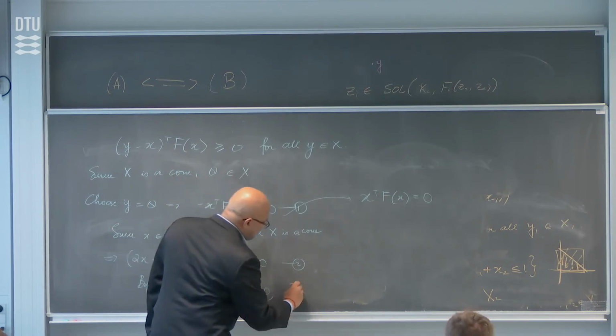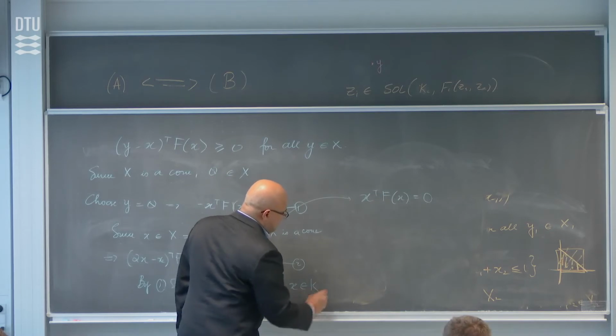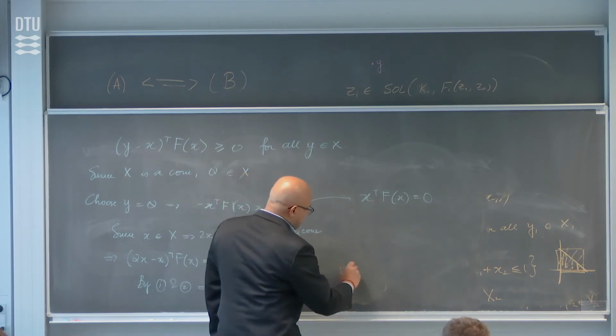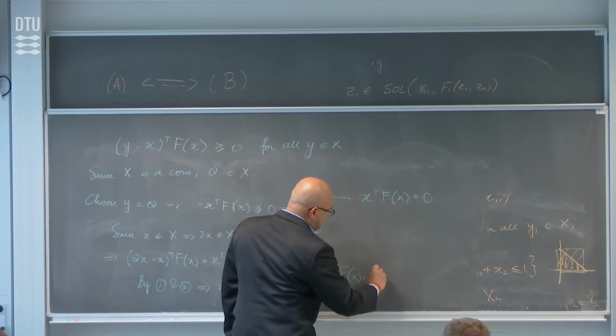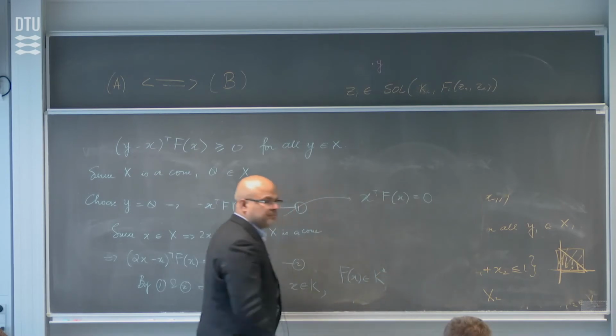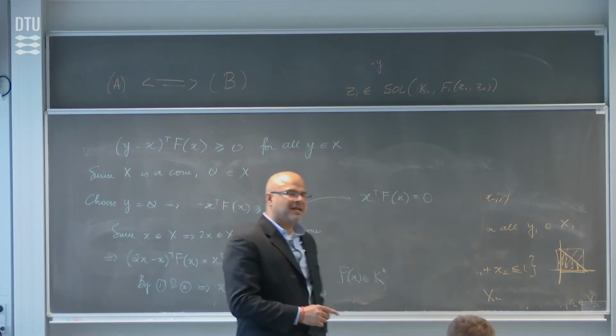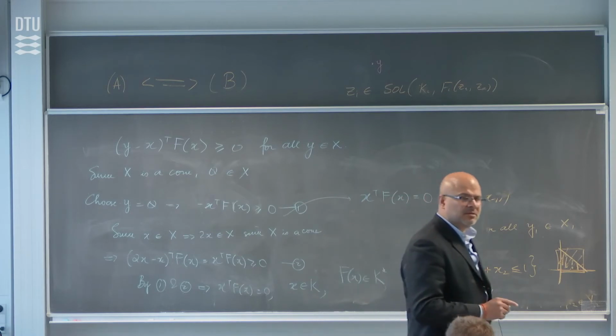Now we know that x lies in K. The last thing I need to show is F(x) lies in K star. If I can show F(x) lies in K star, then I'm done.